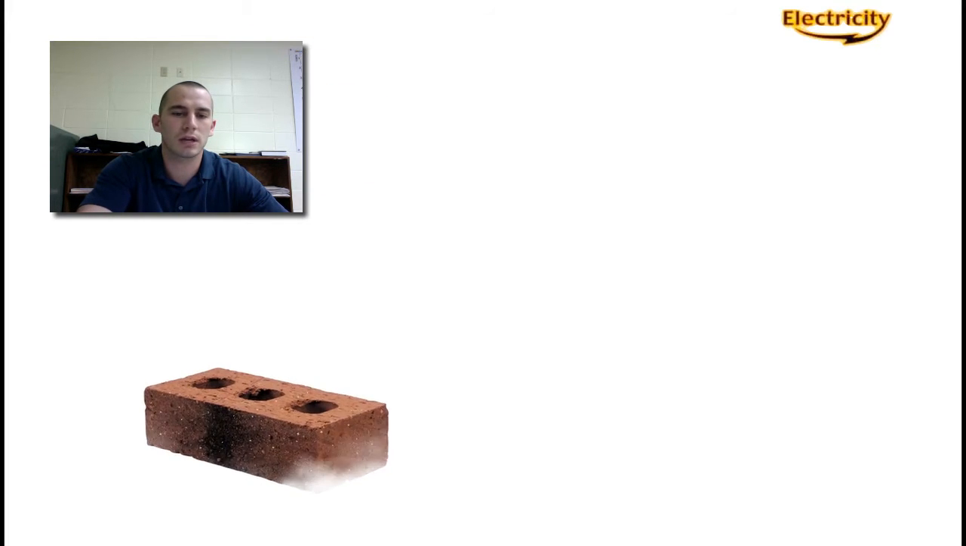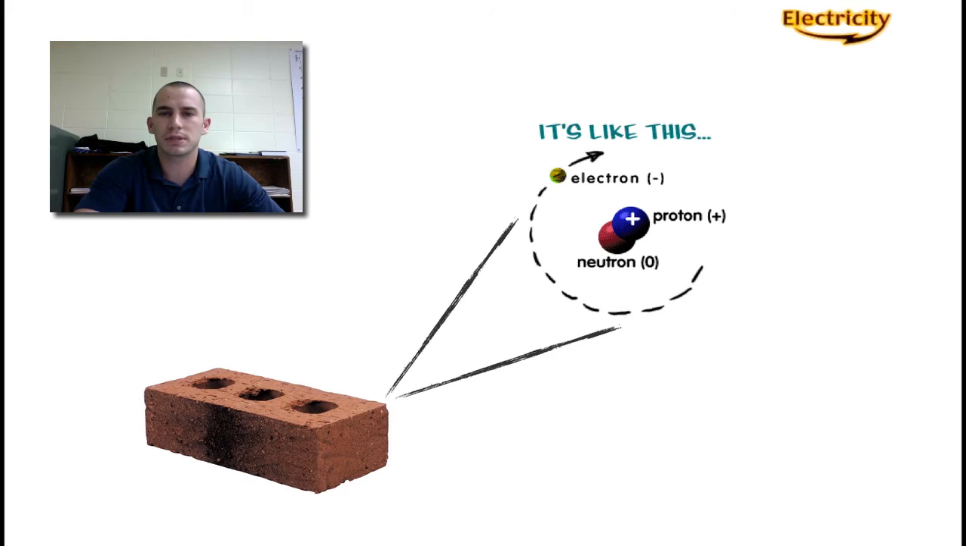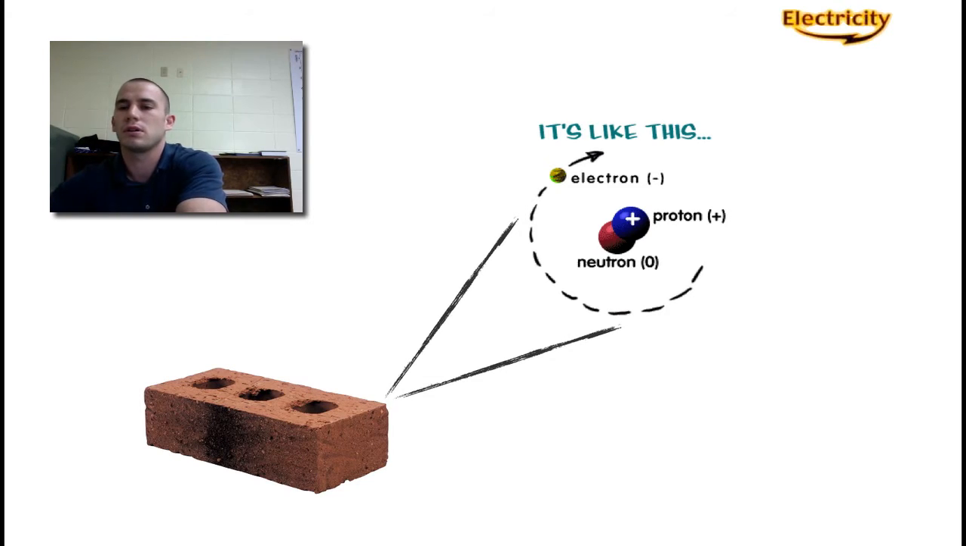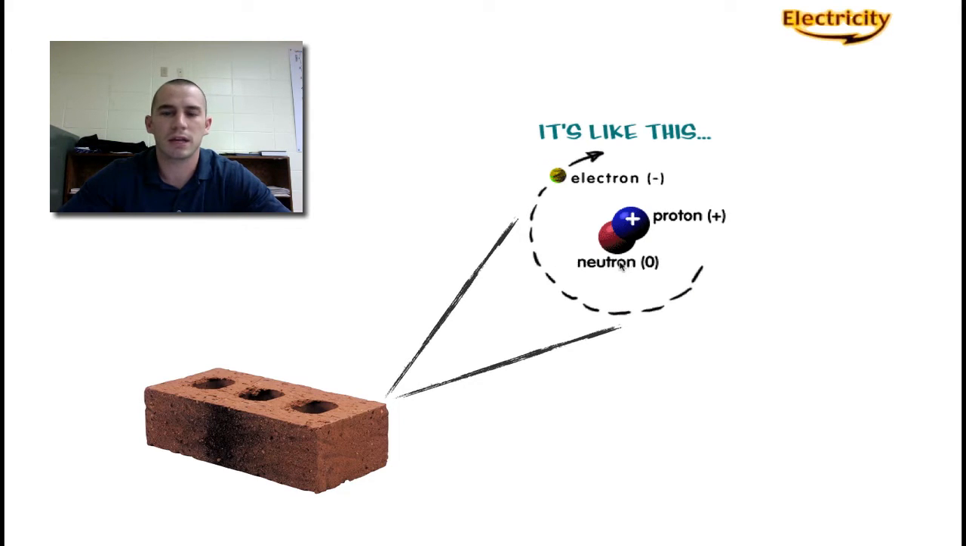And so here we have a brick. A brick is made out of matter, and matter is anything that has mass and takes up space. But if we magnified that brick down to its basic parts, we would find that it's made up of atoms. And atoms are made up of subatomic particles. Those particles are the protons, which are positively charged, and the neutrons, which are neutral and have no charge. The protons and neutrons make up the nucleus.